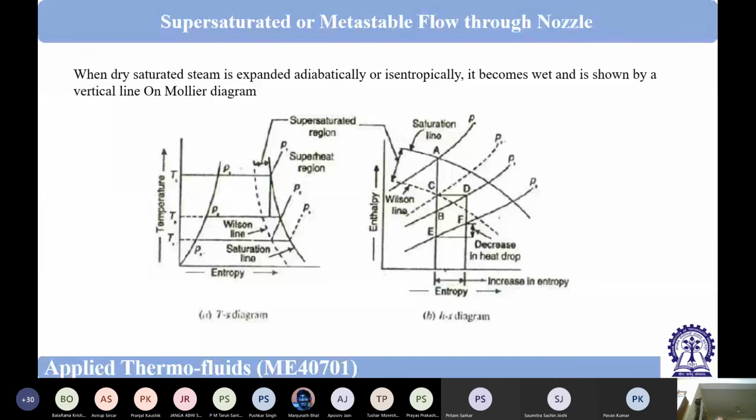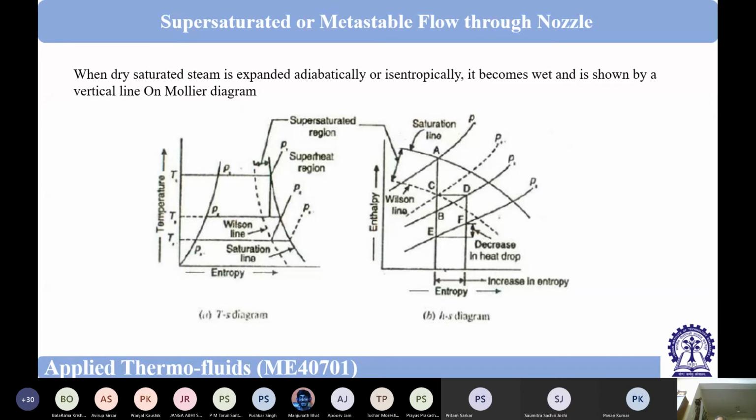Physics-wise, this is very important. This could be a problem of research. People have done research on it, and even today people do research on it, because in the supersaturated condition, how the nucleation suddenly takes place involves very complex and critical issues.